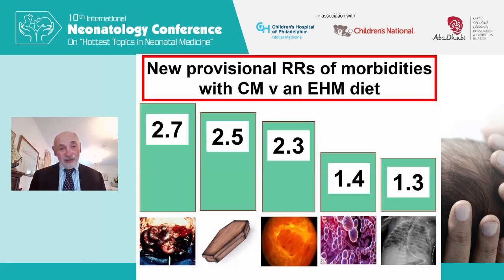So these are our new provisional relative risks of morbidities with cow's milk versus an exclusive human milk diet. Greater than we thought, and you can see the biggest effects for NEC, death, and retinopathy of prematurity. But these effects are still important. A 40% increase in sepsis is major, bearing in mind how common sepsis is.